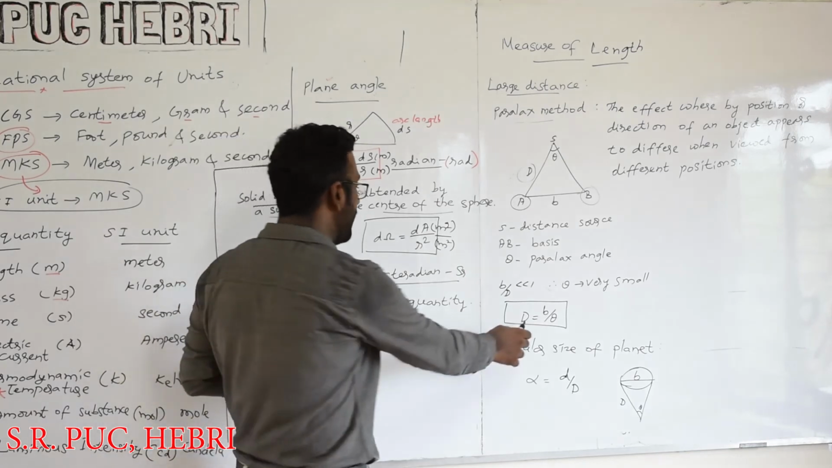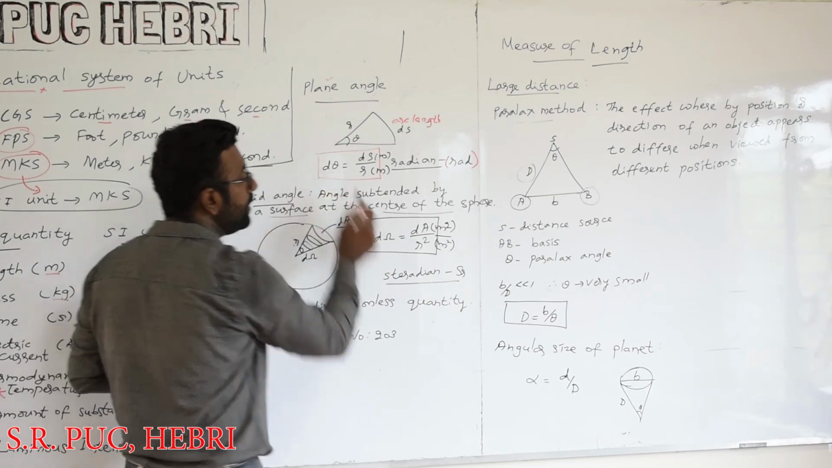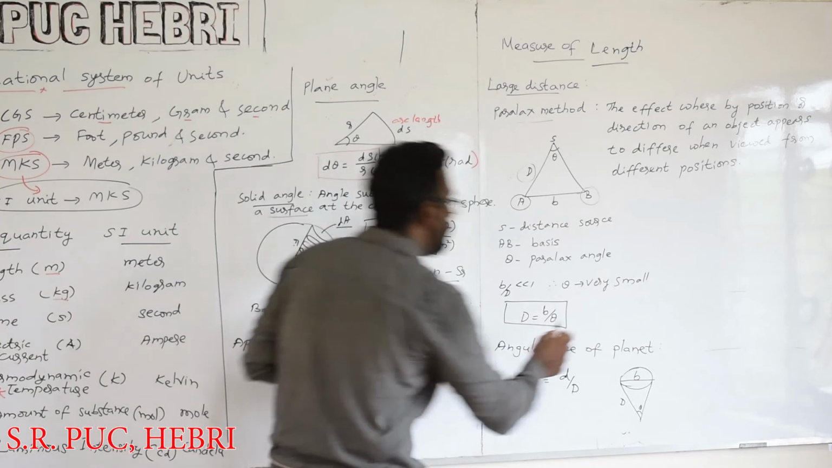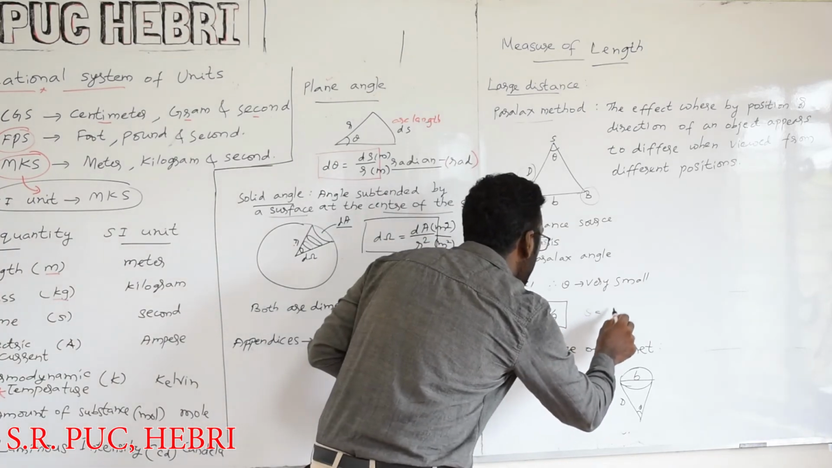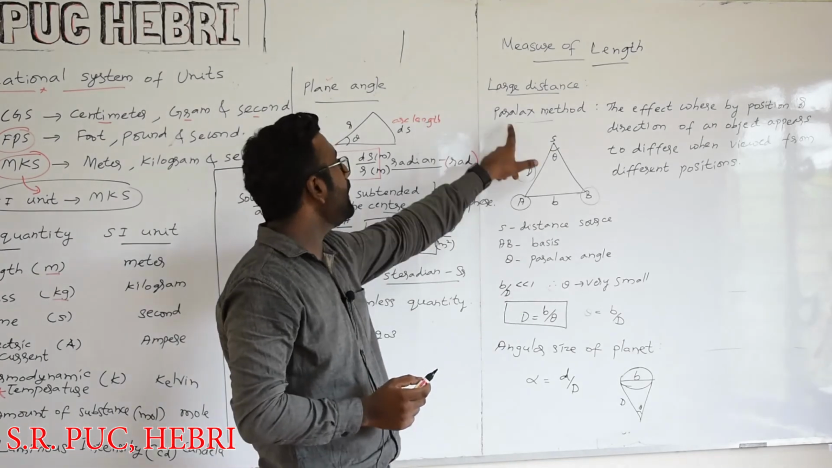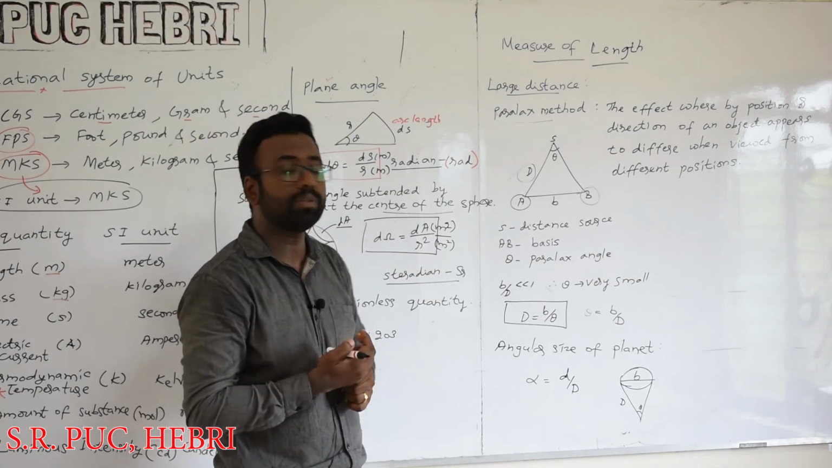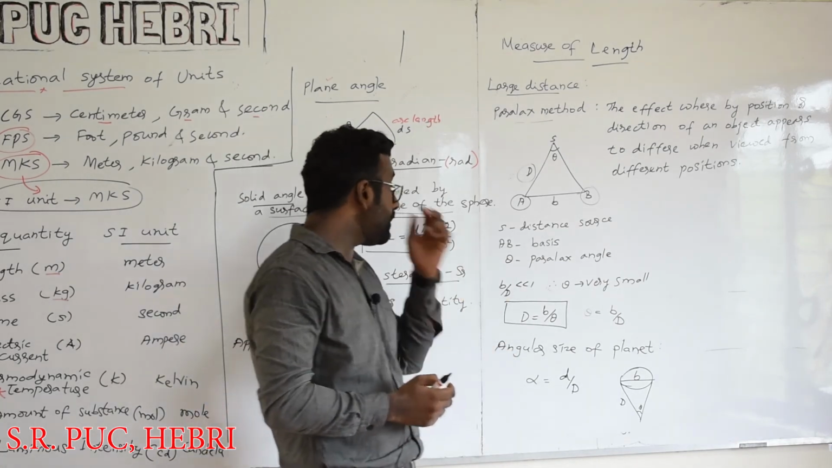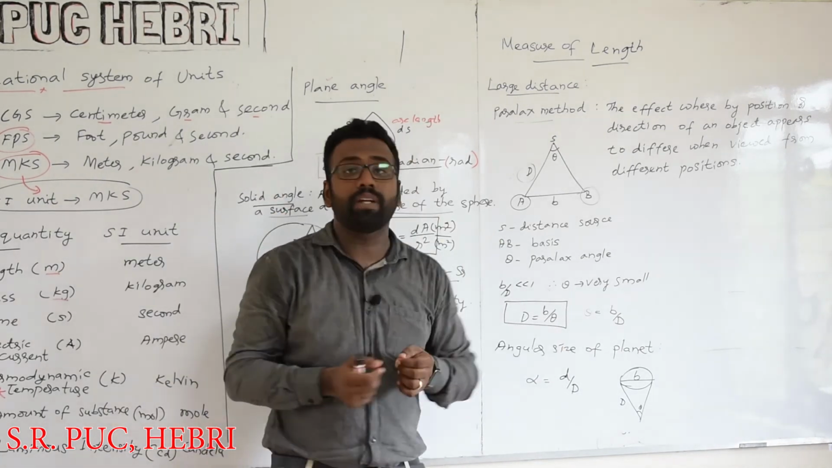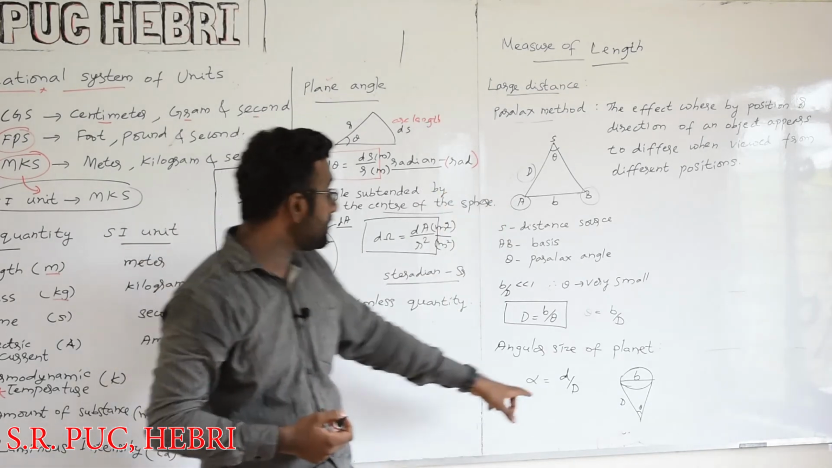Then you can have a formula which relates to the same thing you have seen here. Okay. I can write D is equal to B by theta, or if you want you can write theta is equal to B by D also. So this method is known as the parallax method, which is used to find large distances. Okay. And this method is also effective in finding the angular size of a planet. So the angular size of the planet means the diameter of the planet can also be measured. So you can see this.